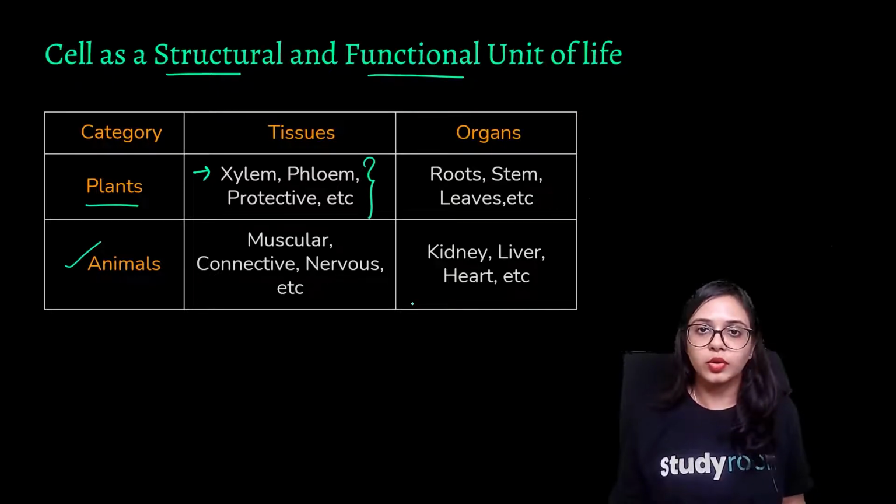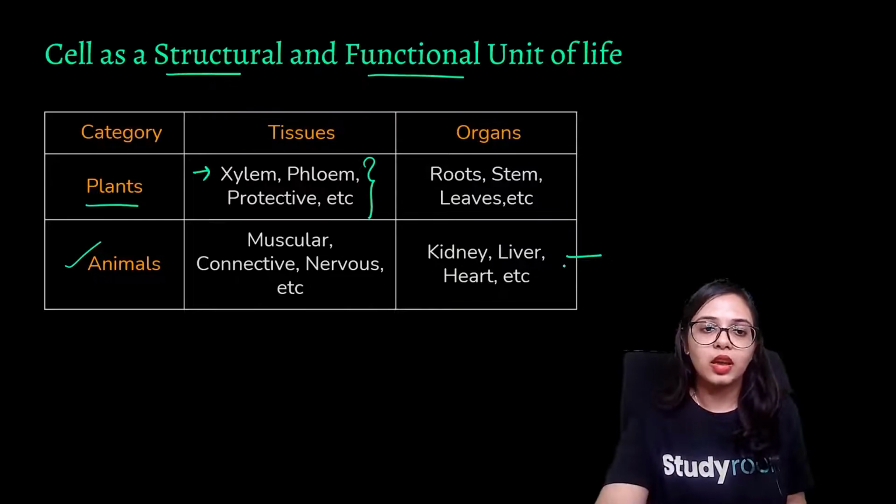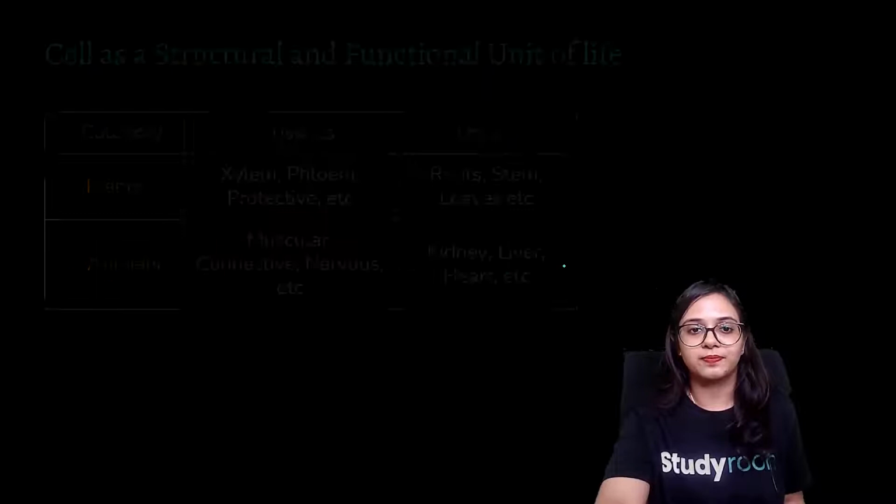But for here, let's focus on the cell. And these tissues comprise organs such as kidney, liver, heart, etc. So this is just to give you a basic reference of what is the difference between plant and animal cells.